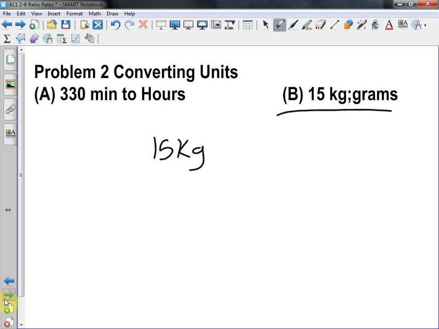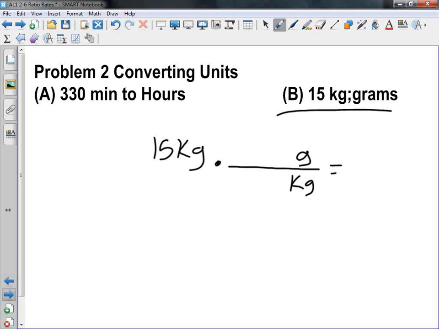Does anybody know what we want to do right now? I want to times by something. What goes on top? The grams. What goes on bottom? Kilograms. Why does kilograms go on bottom? Yeah, right, cross cancel. So I want to cross cancel my kilograms, leaving me with only grams. Now all we need to do is know what numbers go in here.